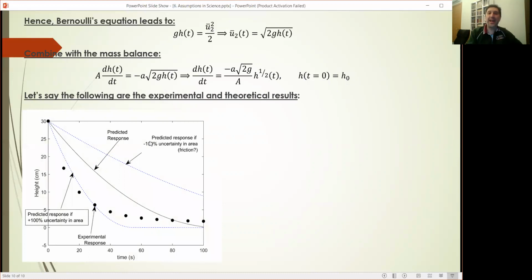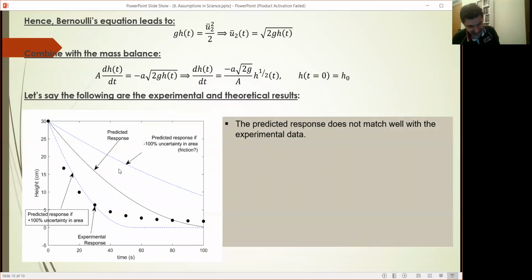Let's say that we have solved the system, and this black line is a theoretical solution. And when we do the experiment, these dots are obtained. As you can see, they pretty much do not match. So the first thing that we can do is, maybe we have measured these areas. The uncertainty in gravity is pretty much negligible. We measured these areas, so there's probably some measurement error, uncertainty.